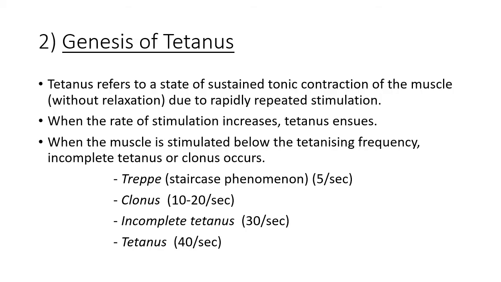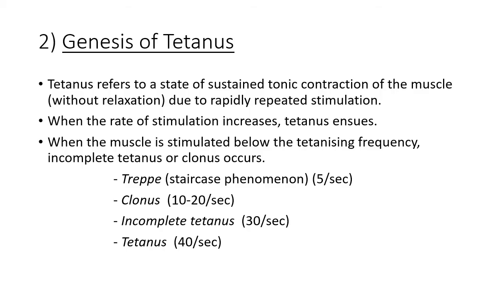Now we will see the second part of this practical, which is genesis of tetanus. So what is tetanus? Tetanus refers to a state of sustained tonic contraction of the muscle without relaxation due to rapidly repeated stimulation. Or in other words, tetanus is a fusion of contractions resulting from multiple successive stimuli followed by sustained contraction when stimulated at high frequency.